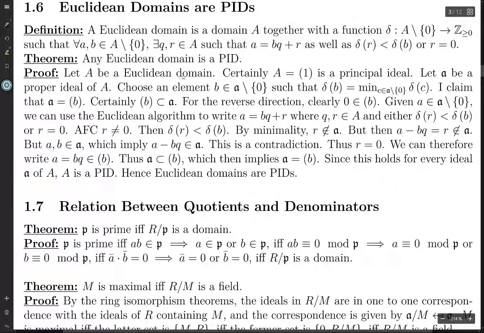So let's start with the Euclidean domain A. Certainly, the ring itself is a principal ideal. So let A be any proper ideal. Choose an element B, which is a non-zero element of A, and choose it such that it minimizes the value of delta over the non-zero elements of A.